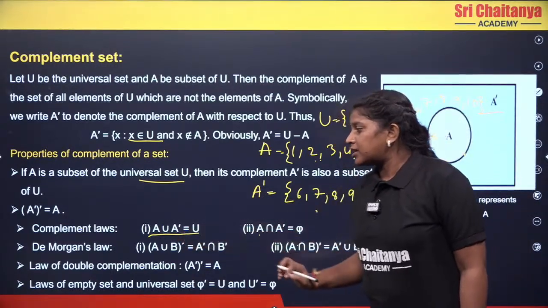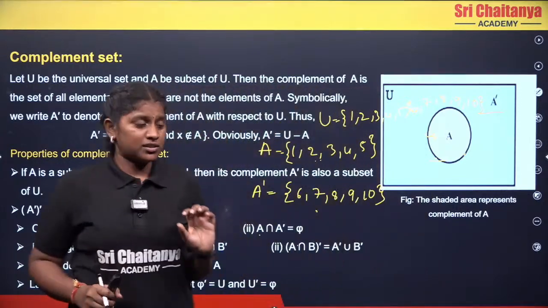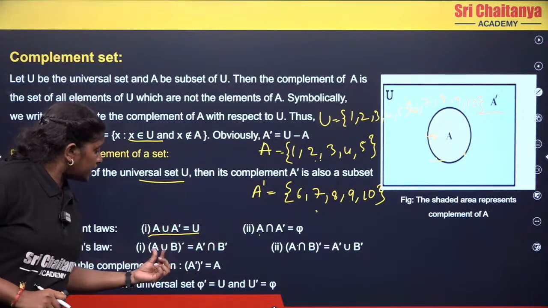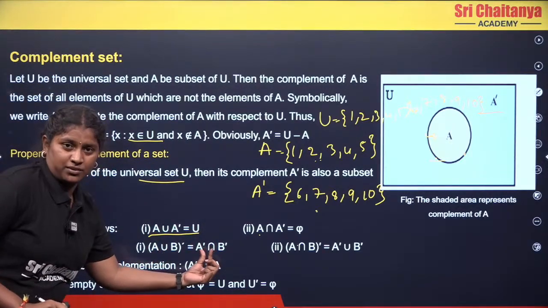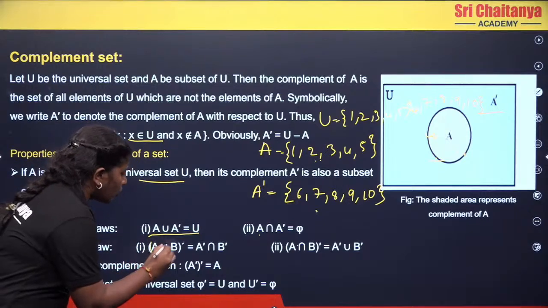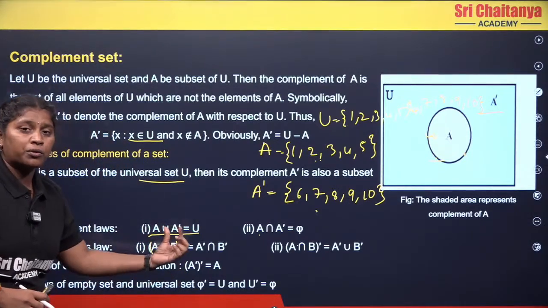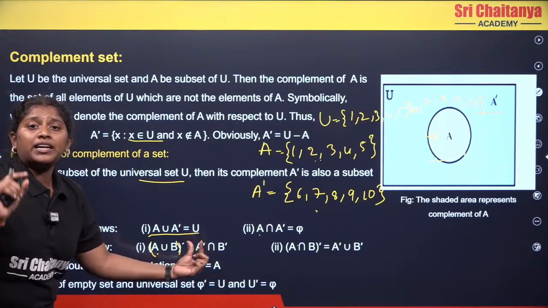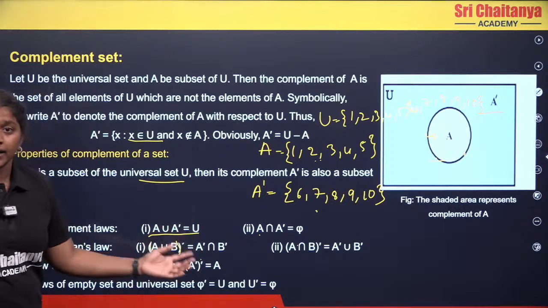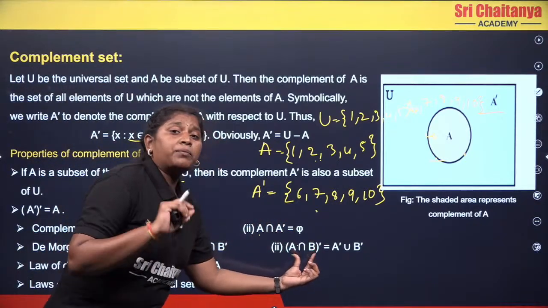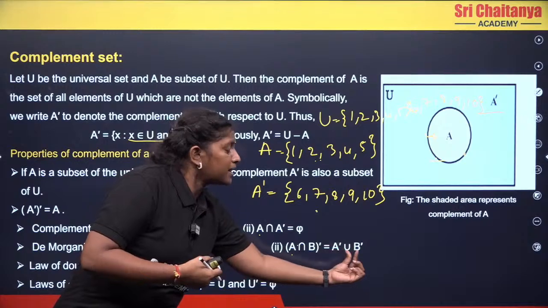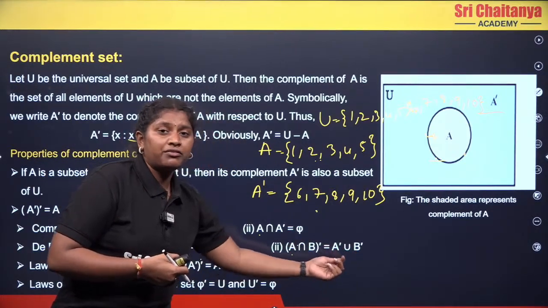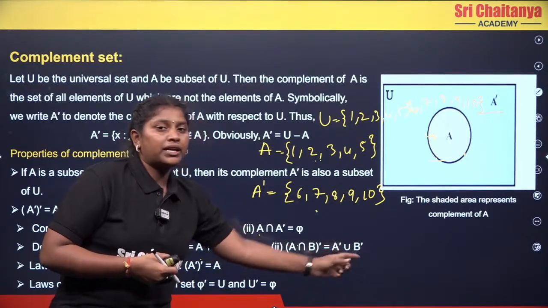Now moving to the next, De Morgan's law. This is the most important law, so listen carefully. If we have (A union B) whole complement, then union will become intersection. When you distribute that complement, it becomes A complement intersection B complement. In the same way, if you take the complement of an intersection, the intersection will become union. So (A intersection B) whole complement becomes A complement union B complement.